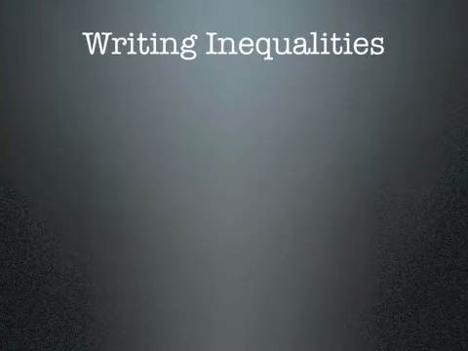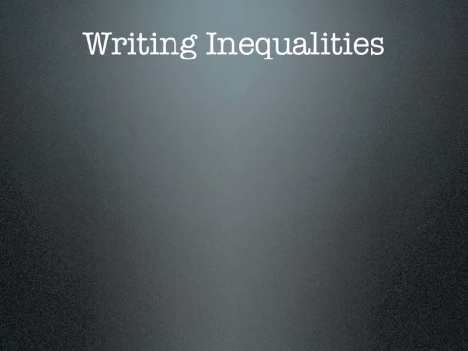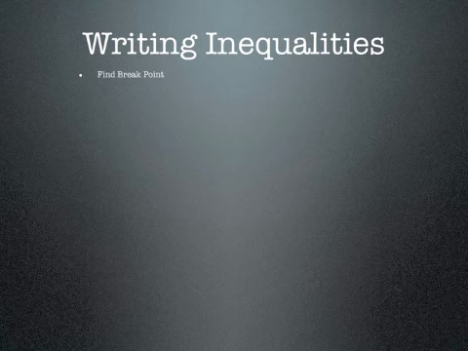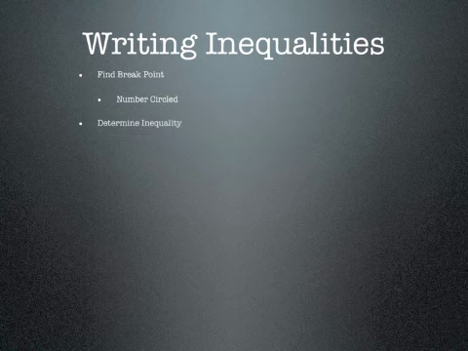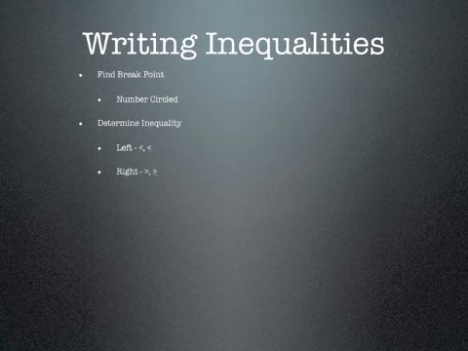Alright, so now I want to go over how to write inequalities if you're given a graph. Well, there's the same basic information that we need to go through. First off, we need to find the breakpoint, and that's our given number. That's the number that's circled. Then we need to figure out our inequality. So if the line's going to the left, we're going to use either the less than or equal to symbol. If it's going to the right, we're going to use the greater than or equal to symbol.